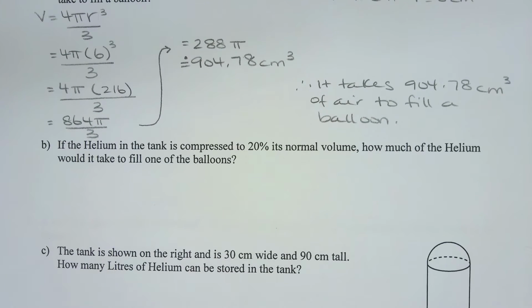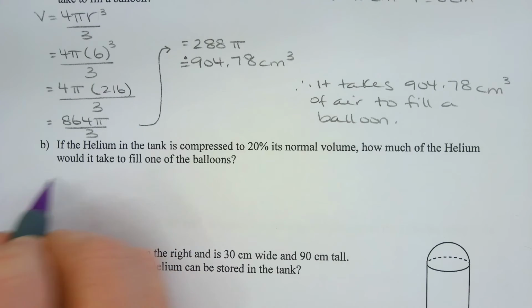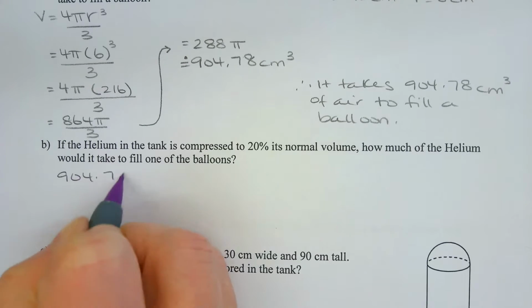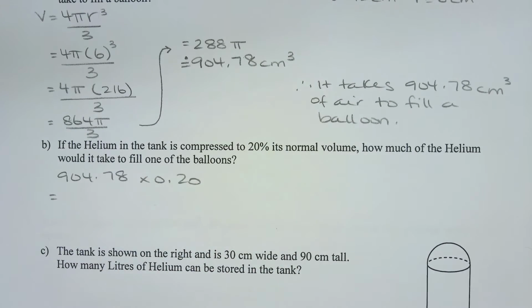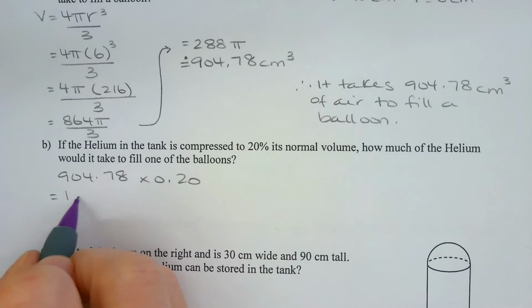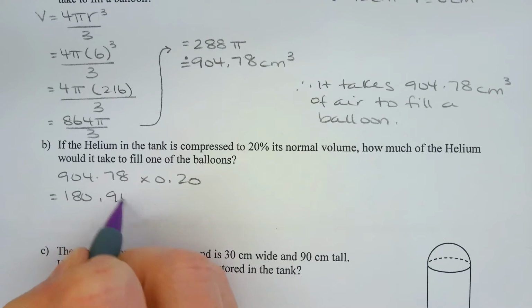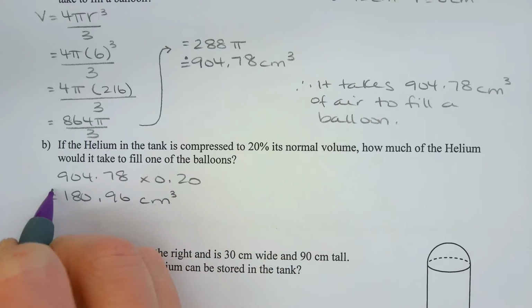Now we want to take that volume and compress the helium tank to 20% its normal volume. How much of the helium would it take to fill one of the balloons? So we're going to compress that to 20%, and we're going to multiply that by 0.2 because we always do percents as decimals. So it would take 180.96 centimeters cubed.